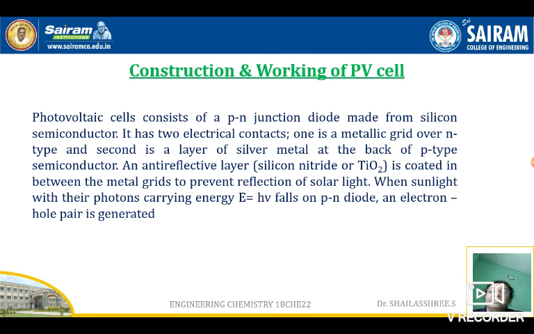When sunlight, with photons carrying energy equal to hv, falls on the PN diode, an electron hole pair is generated. The photovoltaic cell has two connections: one at the top of the cell, which is a metal grid, and the other at the back of the solar cell, which is a metal layer. These two are electrically connected, and at the center there is a PN junction, and an anti-reflective layer is present. Fine, this is about the solar cells.